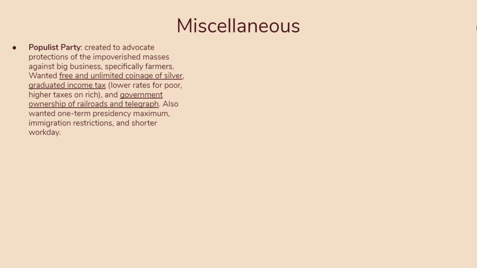They also wanted free and unlimited coinage of silver, a graduated income tax where the poor had lower tax rates and the rich had higher tax rates, and government ownership of railroads and the telegraph. This last one was especially controversial because the government, although they were tied closely to big business, did not want to completely own business because they wanted them to maximize their profit.